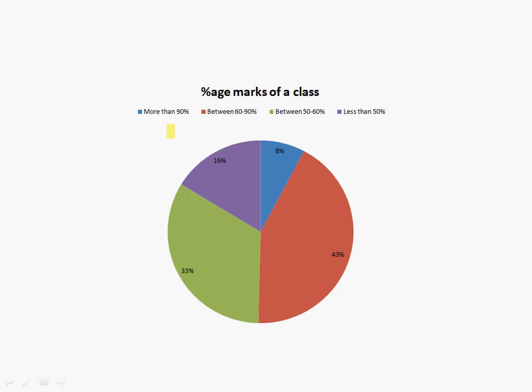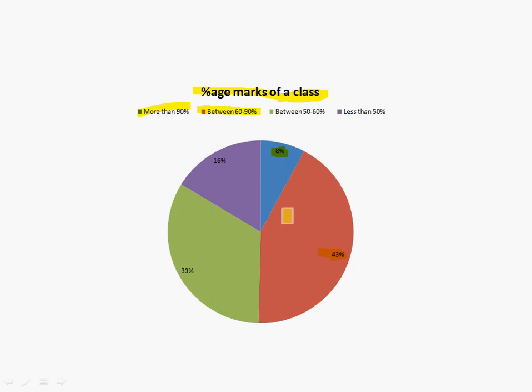So this is one example of pie chart where I am plotting percentage marks of a class, right? So here 43% students are getting between 60 to 90%, right? 8% are getting more than 90%, and so on and so forth. So there are 4 classes and I am representing that using a pie chart.